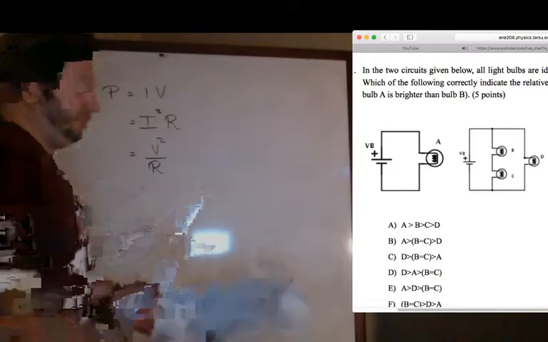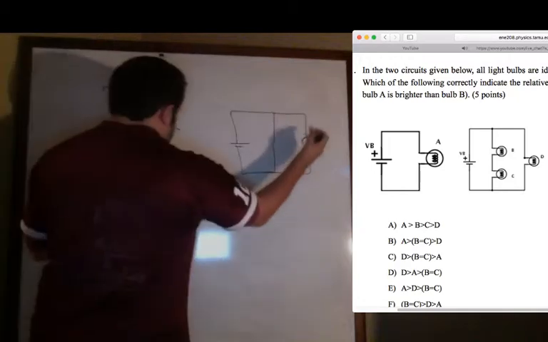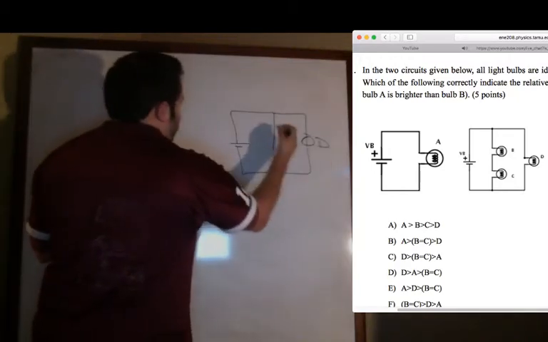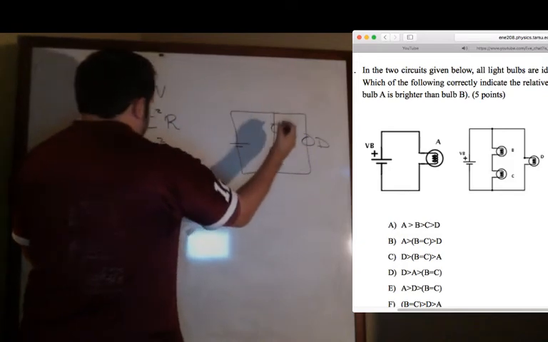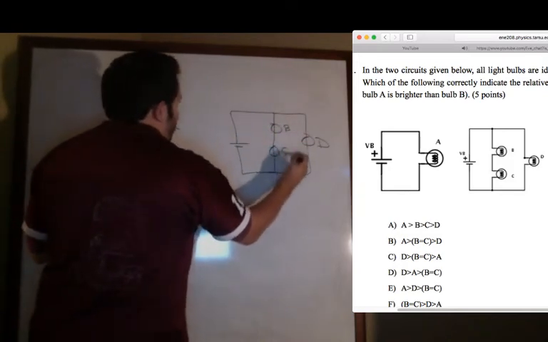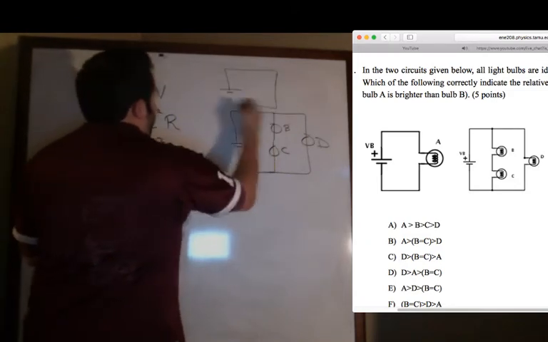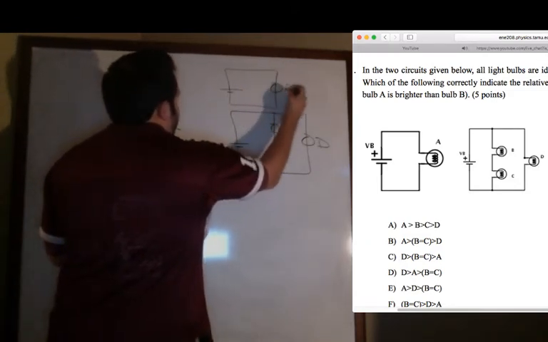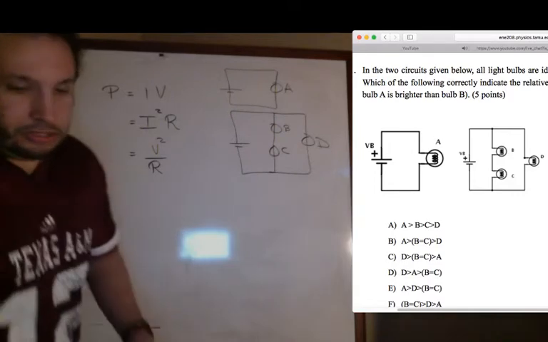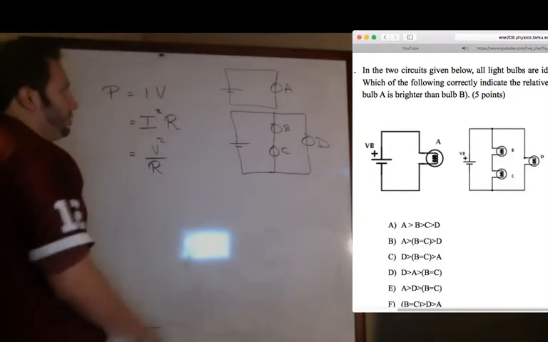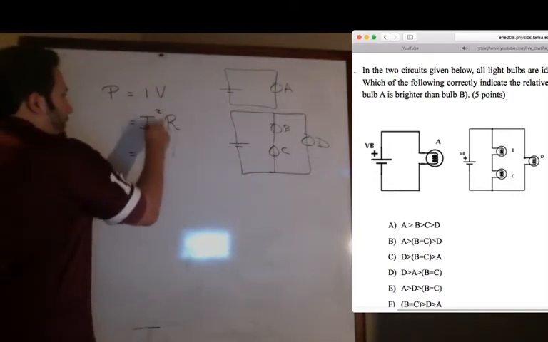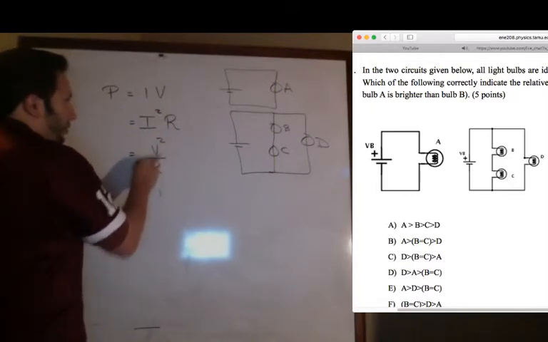Let's take a look. It's a lot easier with a picture. I wish I could have the picture for y'all, but you have this one right here. This is going to be bulb D. Then here we've got bulb B and C. And in this one we've got bulb A. Looking at these three equations for power, I times V, I squared times R, and V squared over R.